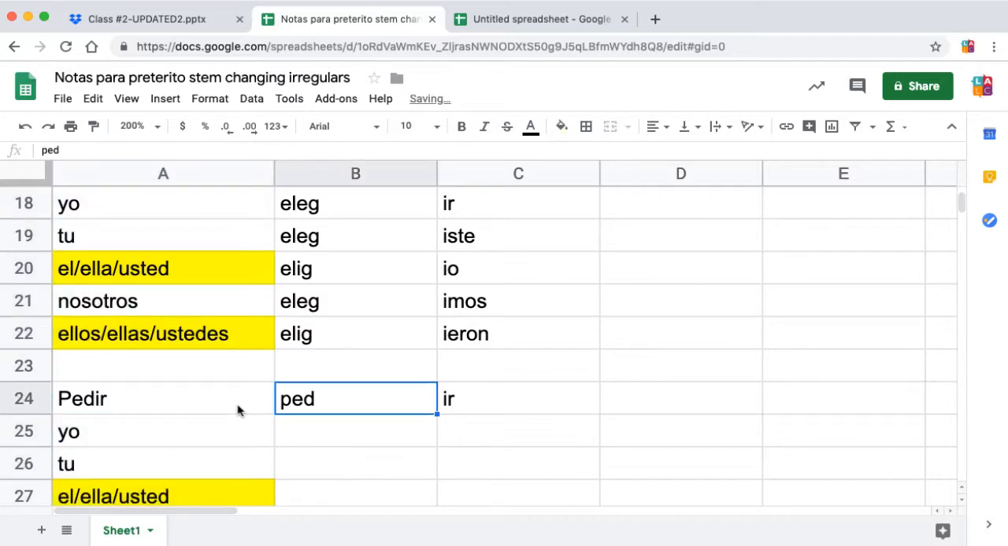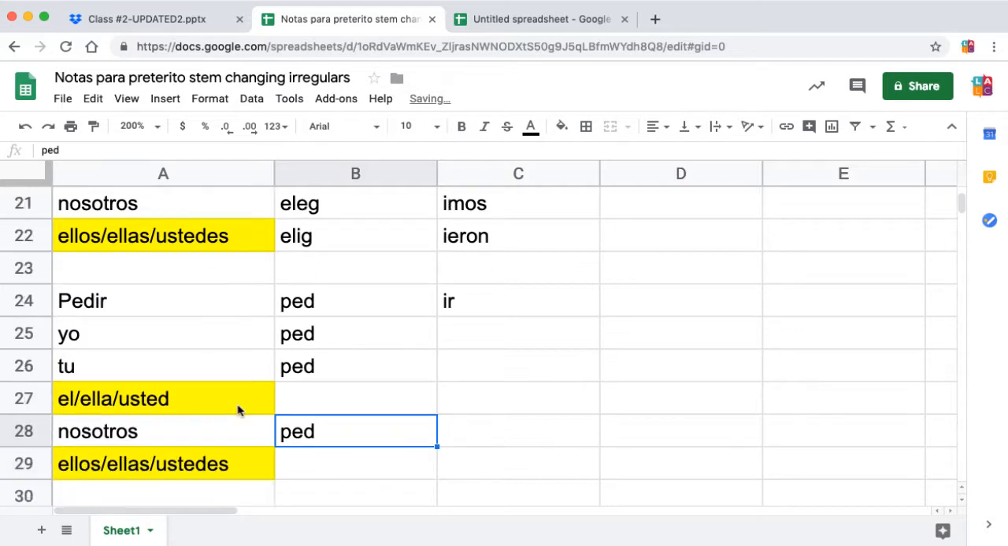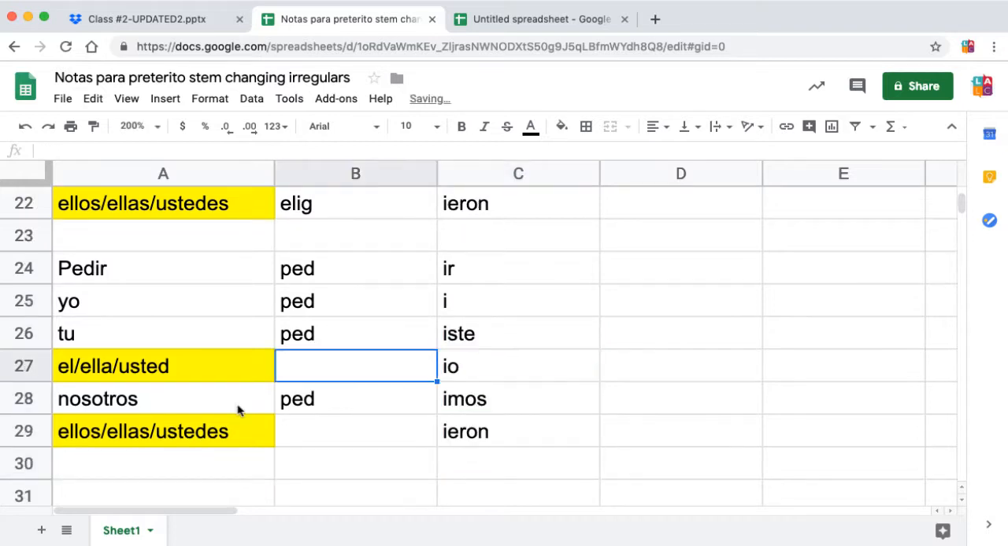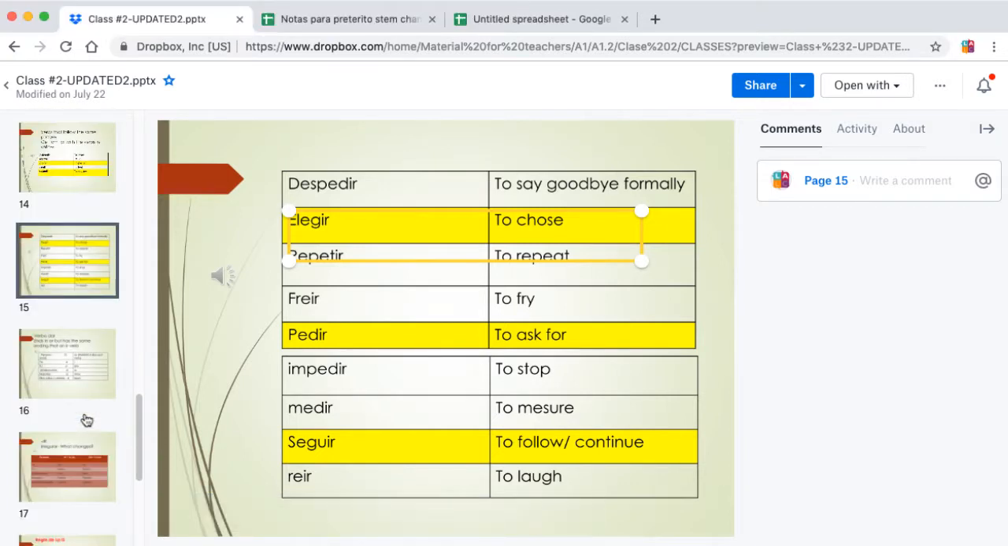So yo, this doesn't change, tú doesn't change, nosotros doesn't change, these ones, yes. It's an IR verb again, so: í, iste, ió, imos, and ieron. So yo, él pidió, you see, it changes e to i again. Pidió, pidieron, okay? You see, pidió and pidieron. So with regards to the e to i, just focus on that for now. We're going to use it in a conversation.